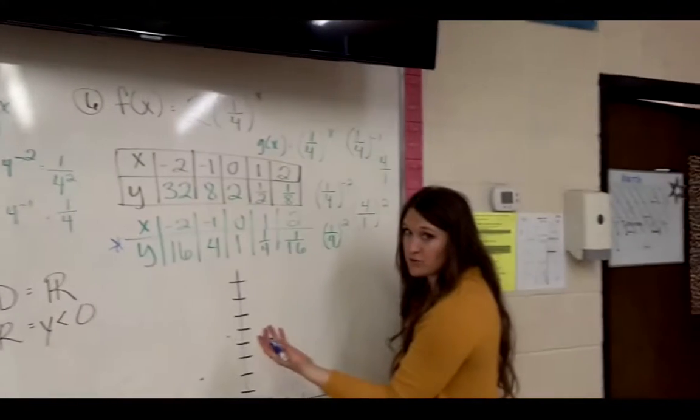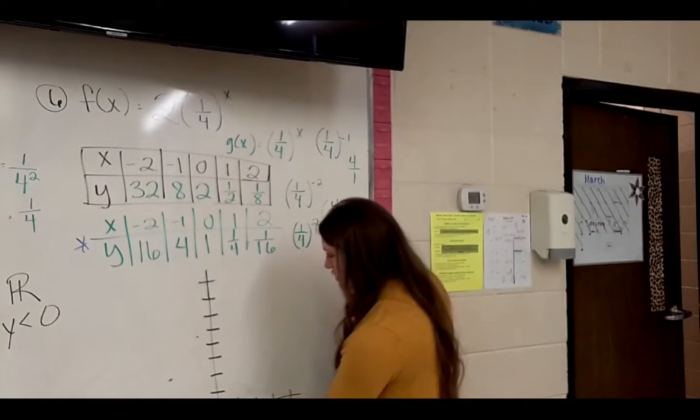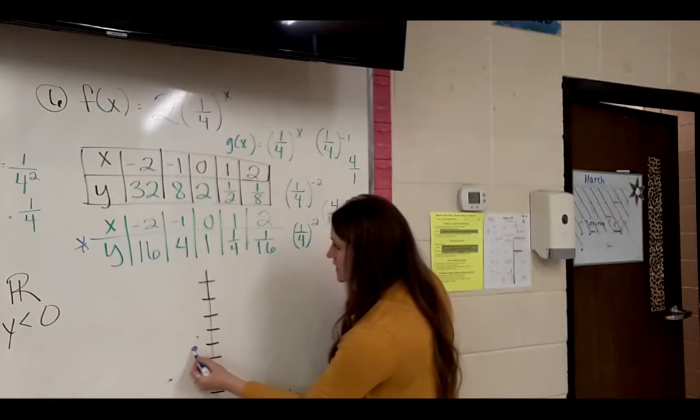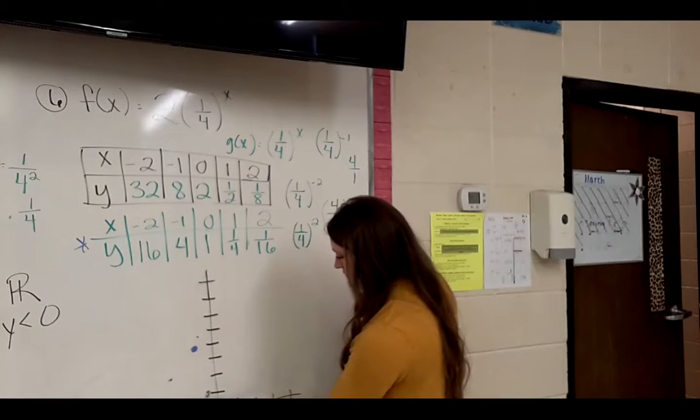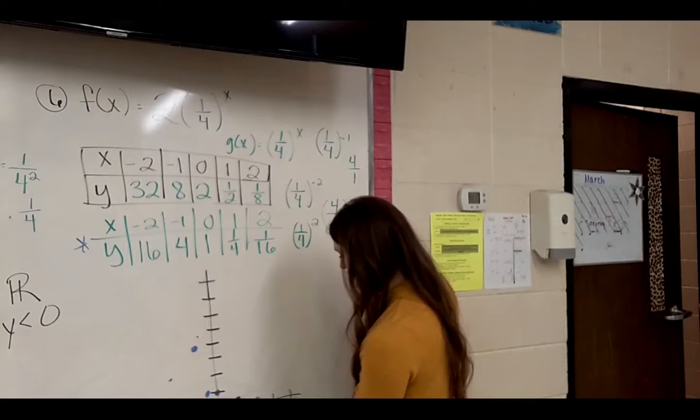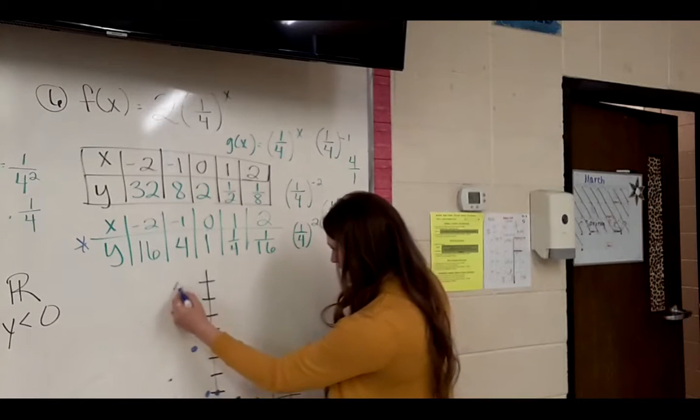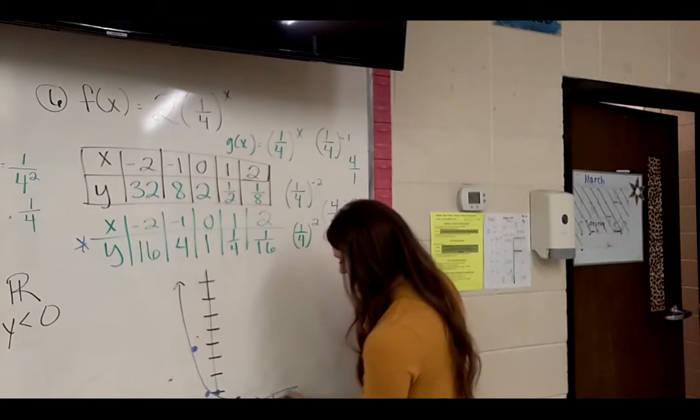Again, I'm not so worried about the parent function. So I have negative 2, 16; negative 1, 4; 0, 1; 1, 1/4; 2, 1/16. There's our parent function.